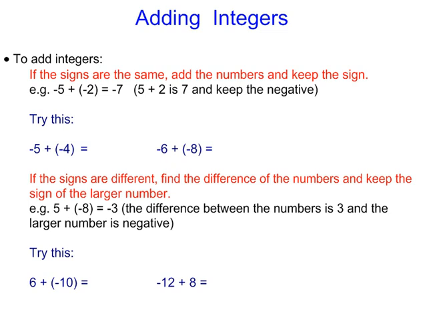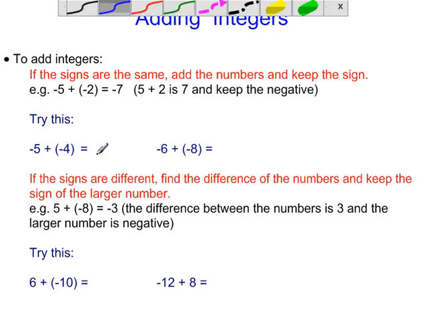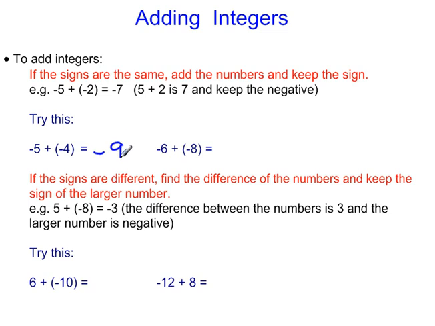So for example, -4 plus -5. Or I guess down here, -5 plus -4. So you're at -5 and you need to add -4. They're both negative, so we're just going to add them. I know that 5 plus 4 is 9, but because these are both negative, I know that this answer is -9. Likewise, -6 plus -8, I know that 6 plus 8 is 14, and so -6 plus -8 must be -14.